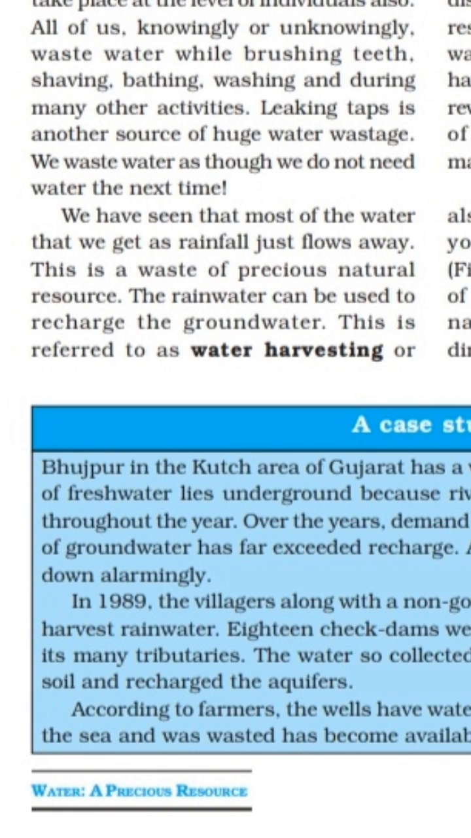In 1989, the villagers, along with a non-governmental organization, decided to harvest rainwater. They adopted a rainwater harvesting system. 18 check dams were built on the Rukmavati river and its many tributaries. Tributaries, that is, smaller rivers joining the main river, Rukmavati.